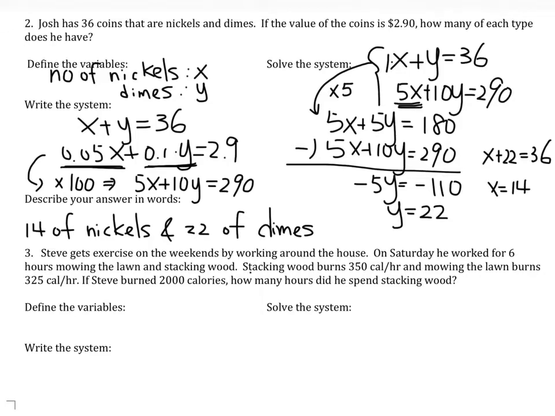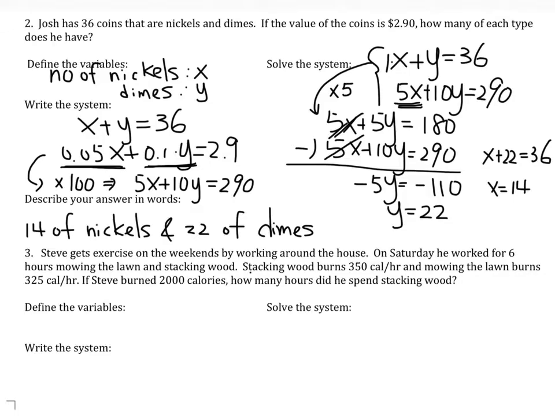5 minus 5. So it will get rid of the variable x, 5x minus 5x. So there's no more x. I eliminate the variable x. 5y minus 10y, that's negative 5y, equals, so to the right hand side, I still subtract 180 minus 290. That's negative 110. Divide both sides by negative 5. I have y equals 22.